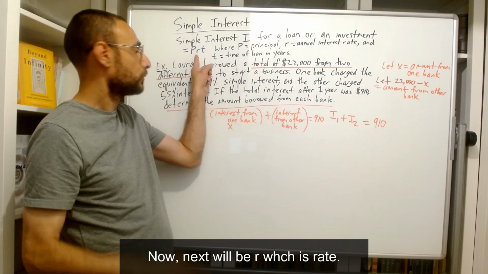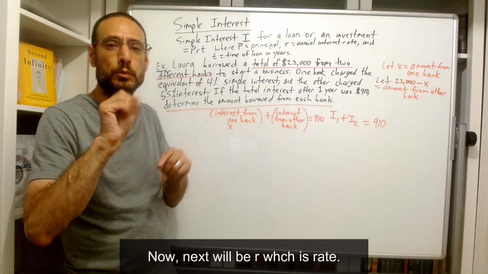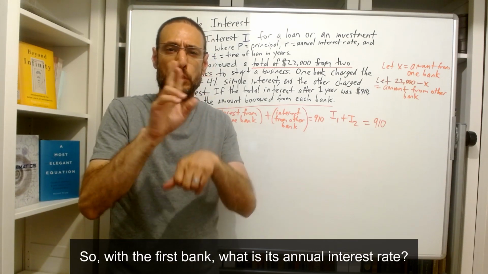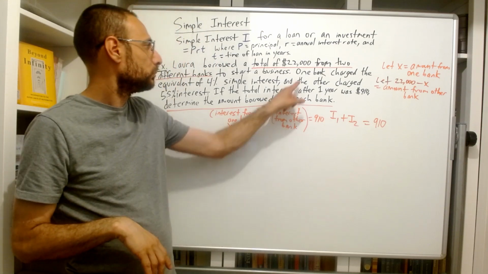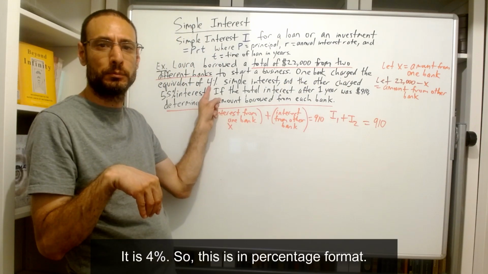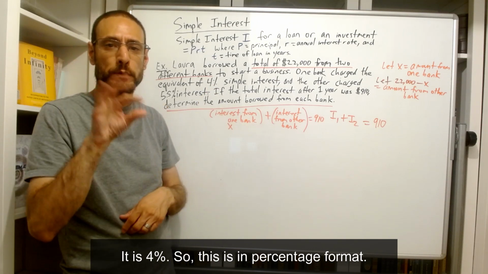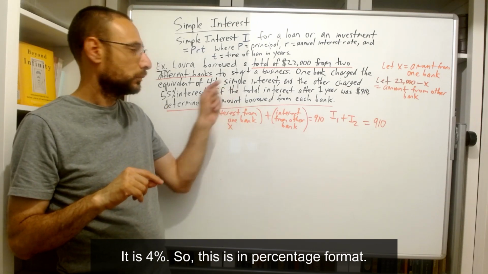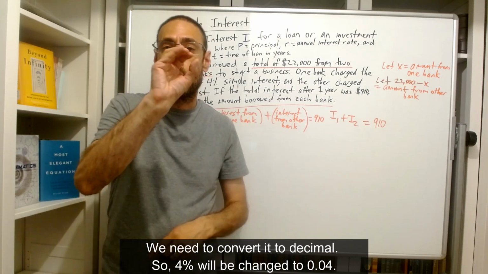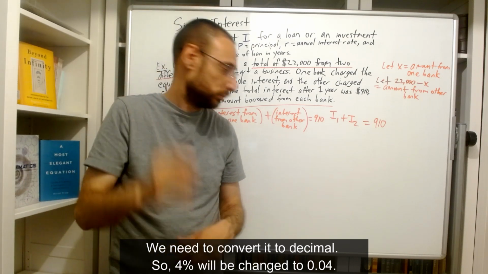Now, next will be R, which is the rate. So, with the first bank, what is its annual interest rate? It is 4%. So, this is in percentage format. We need to convert it to decimal. So, 4% will be changed to 0.04.